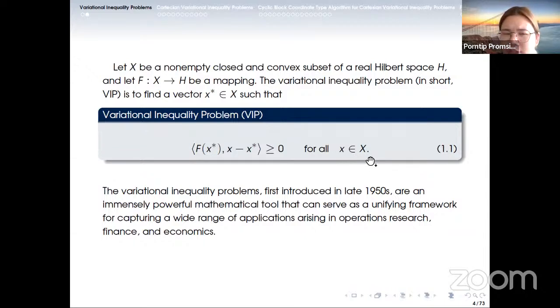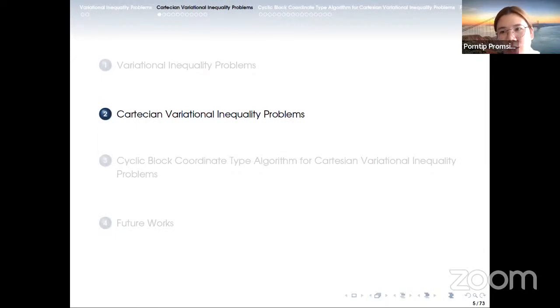It is well known that variational inequality problems are a powerful mathematical tool that can serve as a unifying framework for capturing a wide range of applications arising in operations research, finance, economics, and so on. So next we move to the Cartesian variational inequality problem.